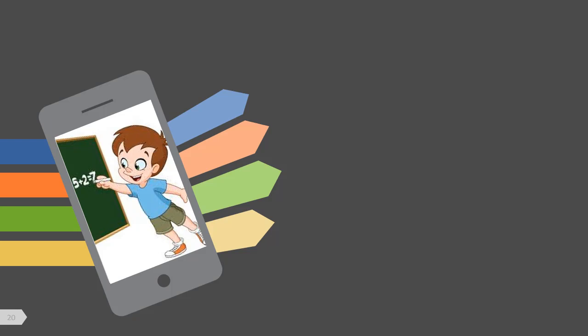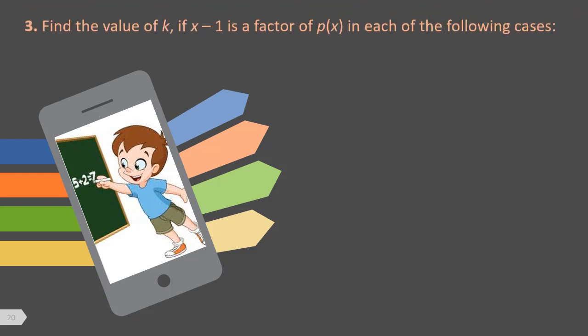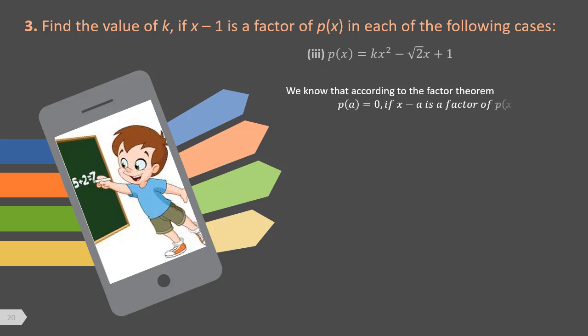In that question again we find out the value of k if x minus 1 is a factor of the following cases. Here p of x is given kx square minus root 2x plus 1. We know that using the factor theorem if x minus a is a factor of p of x then p of a equal to 0. It is given in that question x minus a is a factor of p of x. So first we'll find out the zeros of x minus 1 such that x is equal to 1.